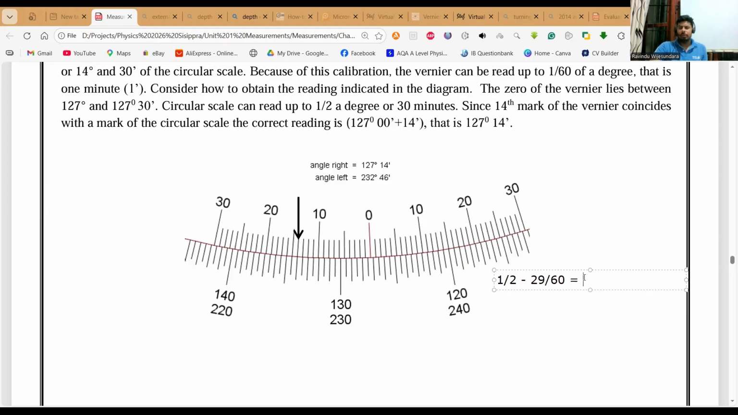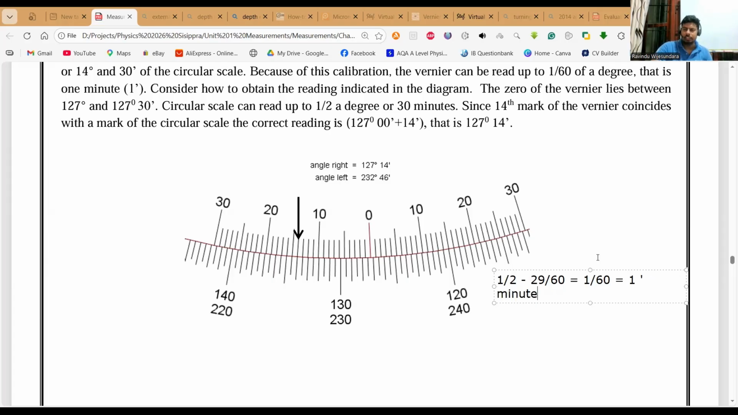Right, then you can take the common base. You have to multiply 30. Then 30 minus 29 means 1 over 60. So the least count is actually 1 over 60 degrees. Usually this is denoted as 1 minute.